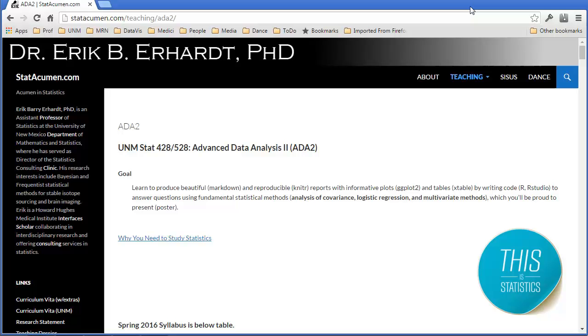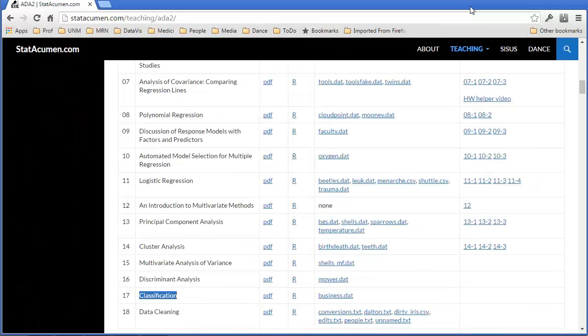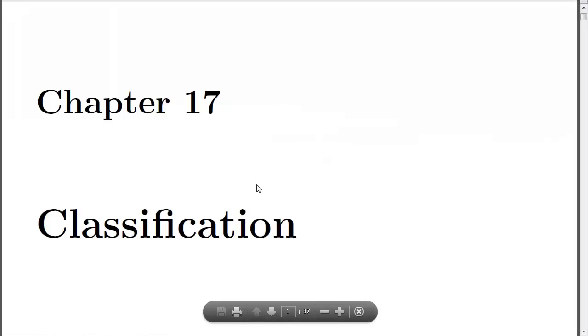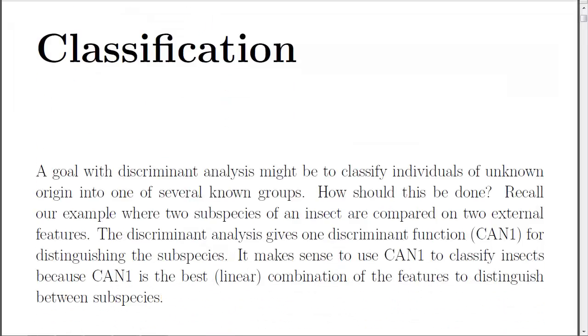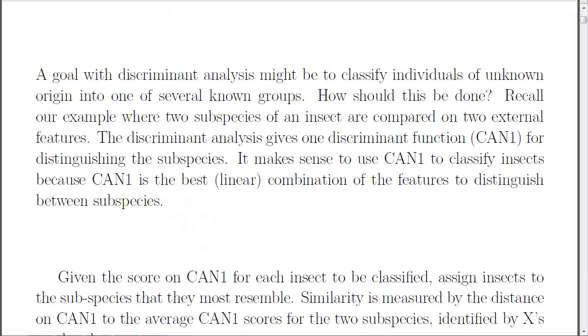In this video, we'll be looking at Chapter 17, putting those discriminant analysis methods to use for the purpose of classification. So the goal with discriminant analysis from last chapter might be used to classify individuals of unknown origin into one of several known groups. So how should this be done?